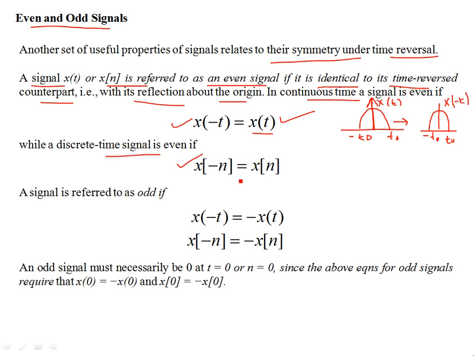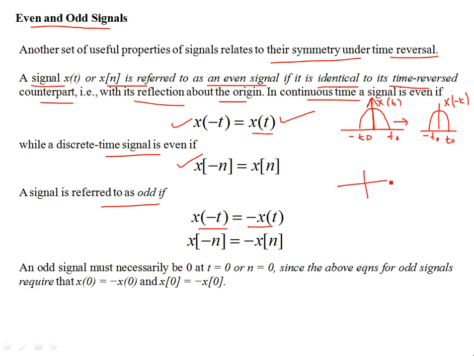If you flip the sequence around the n equal to 0 axis, there's no change. If you apply discrete time reversal, there's no change in the original discrete time signal samples. Again, a signal could be odd: if you apply the time reversal, you get the signal itself, but it comes with a negative sign.